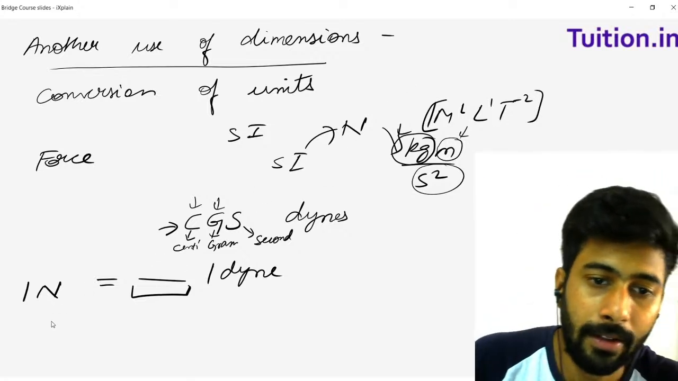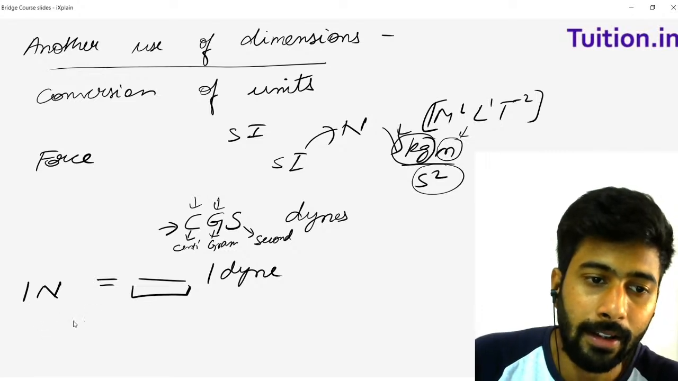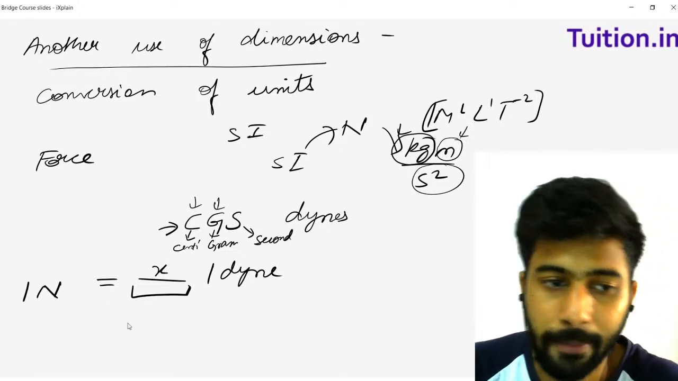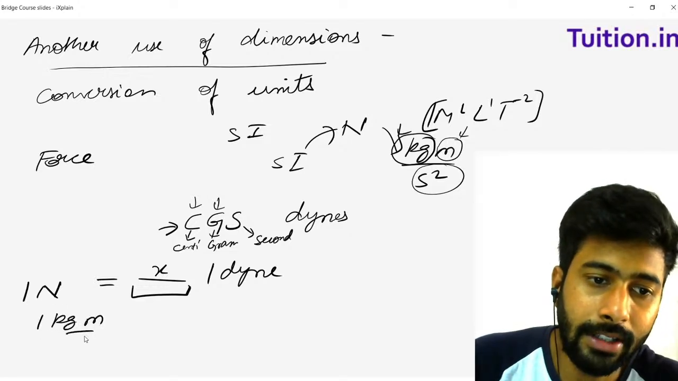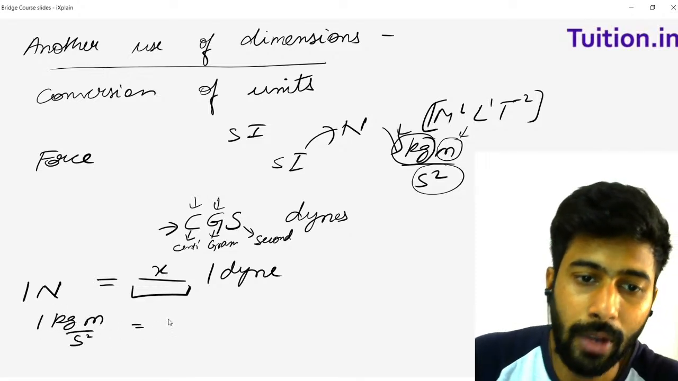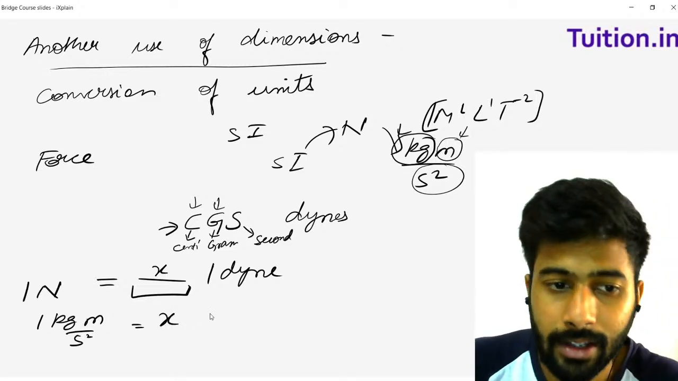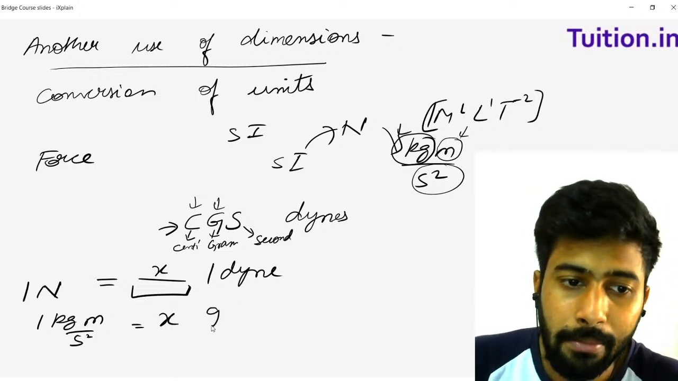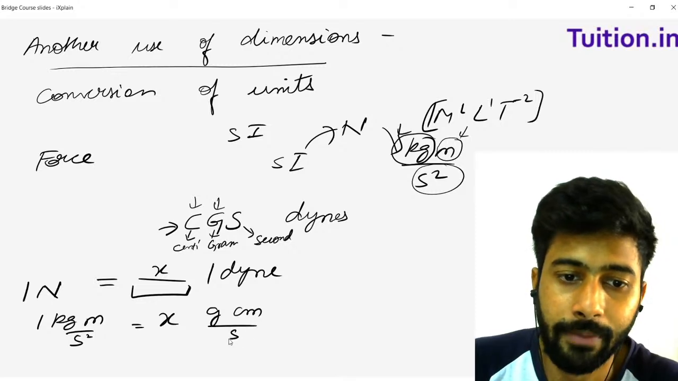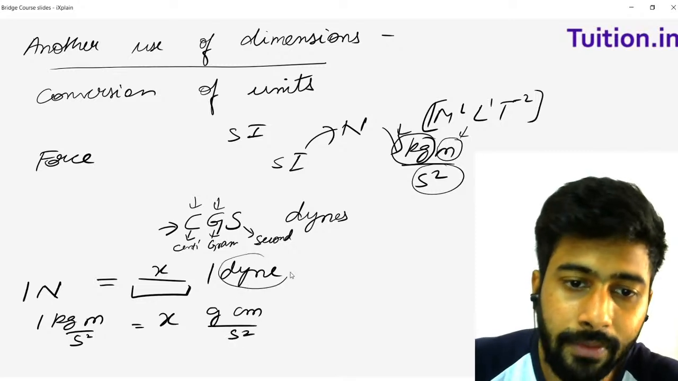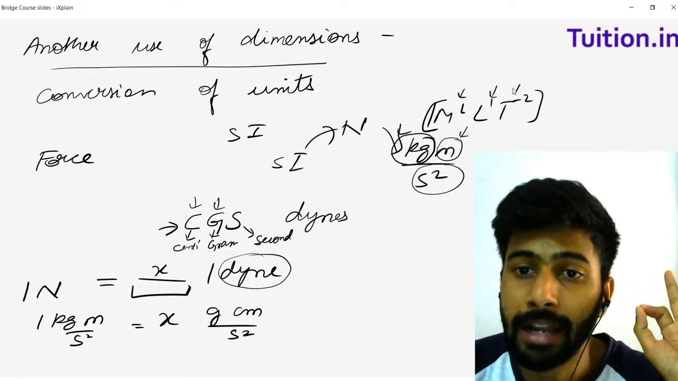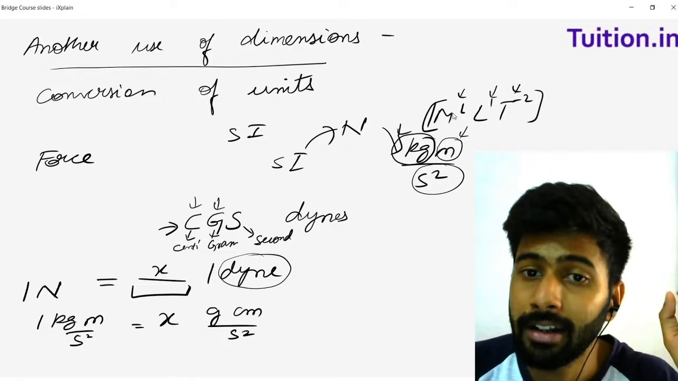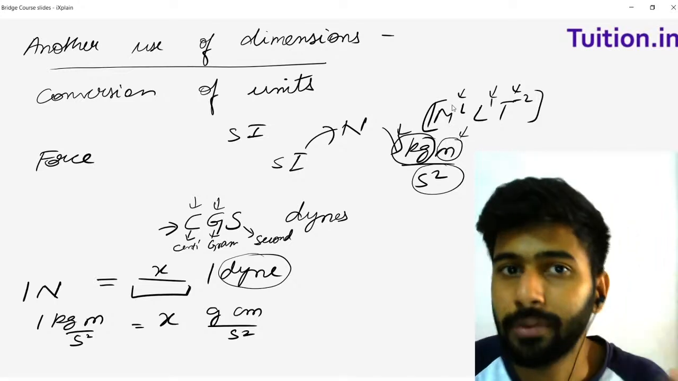So let's say this quantity is x. So 1 Newton, which is 1 kg meter per second square, is equal to x gram centimeter per second square. Because dyne is going to have the same dimensions, except that the units of the dimensions will change.